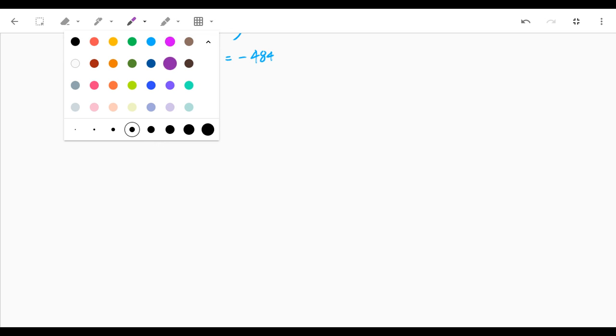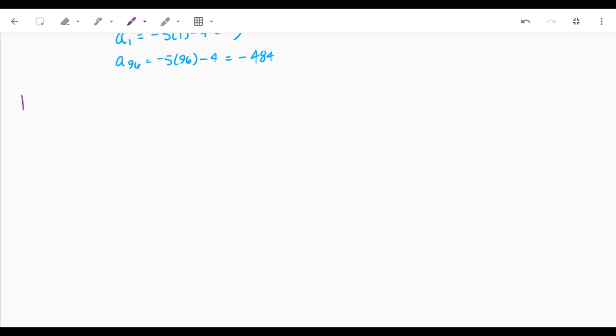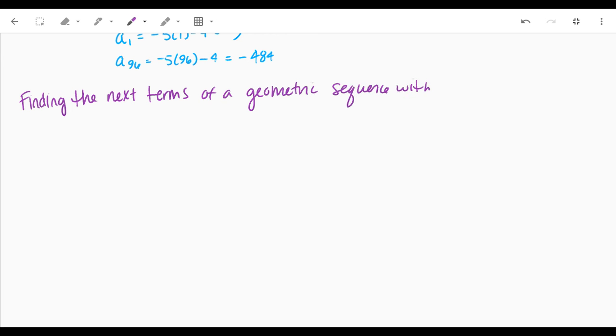Looks like we're going to do some geometric sequences now. So, finding the next terms of a geometric sequence with signed numbers. That just means that we'll have some positive and some negative. Okay, so geometric, remember you have a constant multiplier.